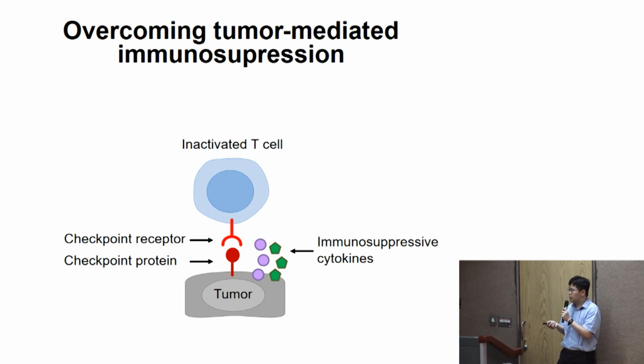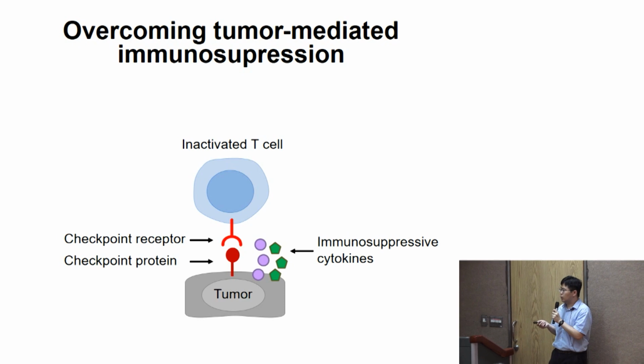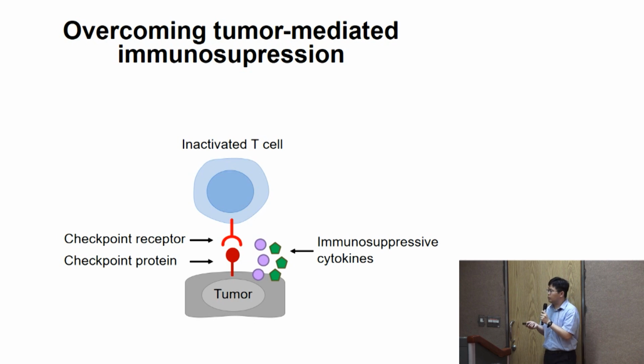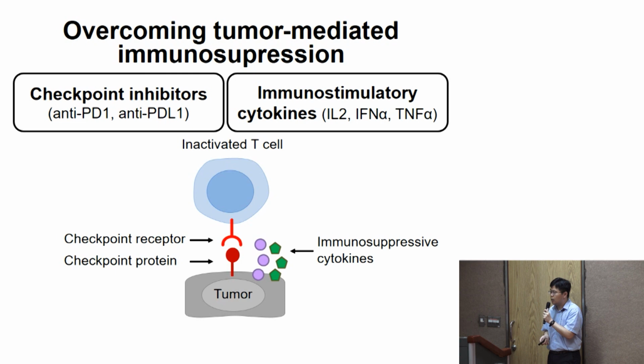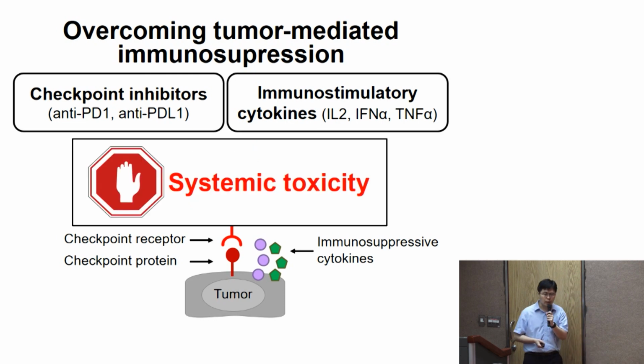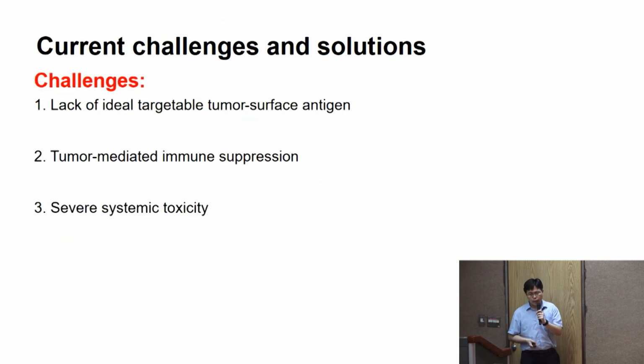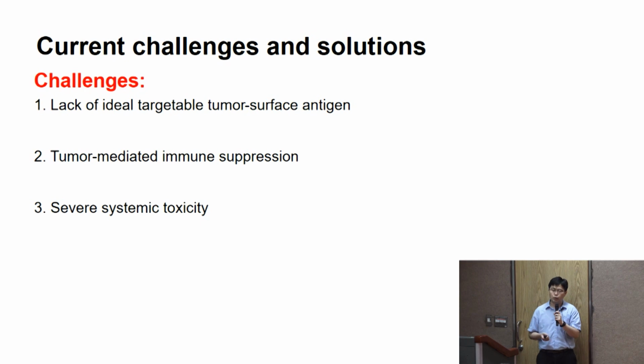For example, using surface checkpoint proteins to interact with the checkpoint receptor on T cells and directly inactivate the cells, or by directly secreting immunosuppressive cytokines to inhibit the immune system as a whole. Approaches such as using checkpoint inhibitors like anti-PD-1 antibodies to inhibit this interaction and revive T cells, or to directly administer immunostimulatory cytokines, are very effective. However, the systemic administration of these agents generally causes very severe systemic toxicity. So immunotherapy has a lot of promise but suffers three major challenges.